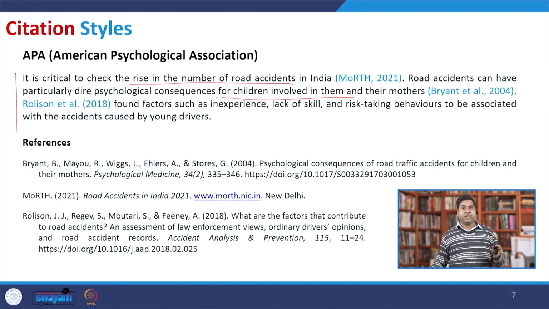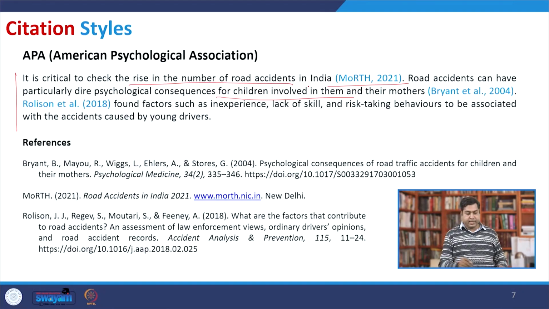So, you should have certain information. Either you can use a graph where you can show the year-wise number of road accidents, or you can use a qualitative manner, saying it is a rise. This is derived from the detailed accident report, or the road transport yearbook or accident data, which is published by the Ministry of Road Transport and Highway.